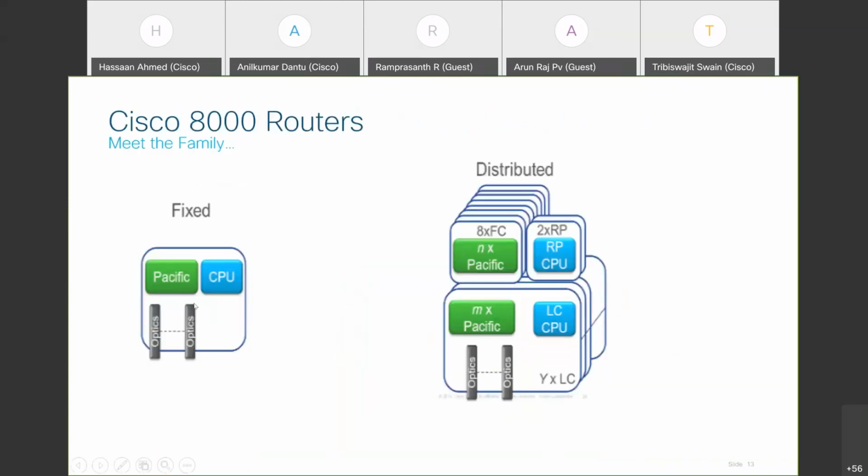So just like in a fixed system, you just have your Pacific or the Cisco Silicon One ASIC, and you have a local CPU to install your XR image, and your optics directly connect to the Pacific ASIC. While on the distributed system, on line cards, you have your Pacific or the Cisco Silicon One ASIC, and on the fabric card, you have the Cisco Silicon One ASIC acting as a fabric element. On the line card, the same ASIC does dual roles, network interface as well as fabric interface ASIC. So it is one chip which is used in multiple roles.